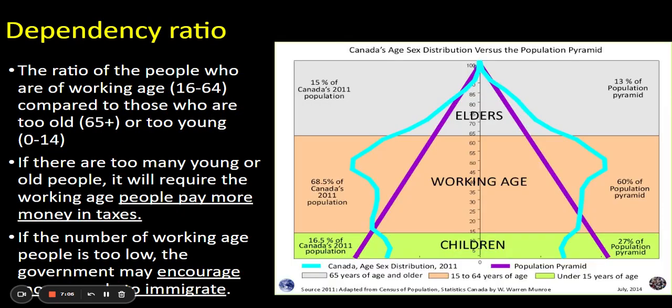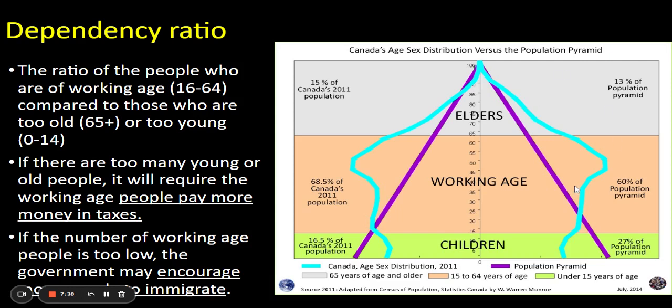Okay, dependency ratio. This is a concept that my students have struggled with every year. The dependency ratio is a ratio. It means you're comparing things. So you're comparing the number of people who are working in a country compared to those who are too young or too old. We're not looking at the unemployed working age people. We're looking at people who are physically too young or too old to work.